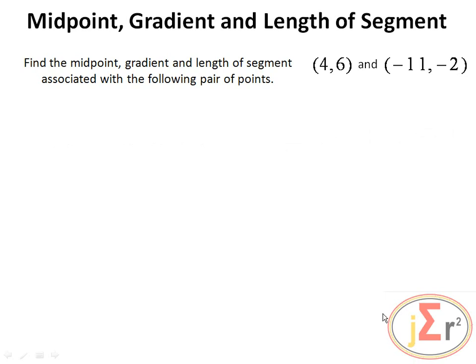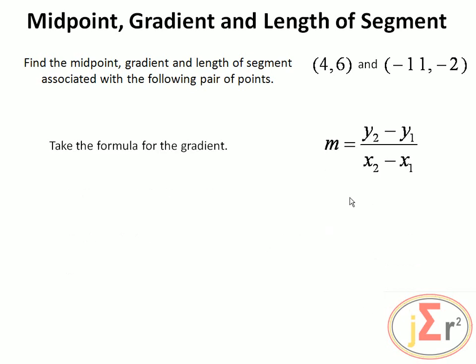Let us move on and determine the gradient of the line. Take the formula for the gradient right there: y2 minus y1 over x2 minus x1. Insert the numbers in their respective positions.